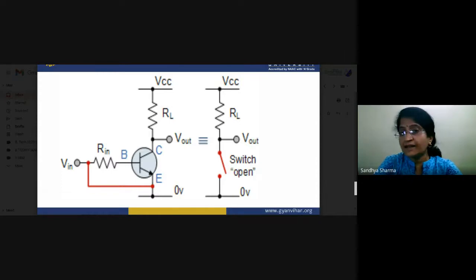So there are three configurations: common base, common emitter, and common collector, and according to the comparative chart of all their properties, we can make applications in different areas. So here we can see how important the transistor is for us. Now we will switch to some objective questions.